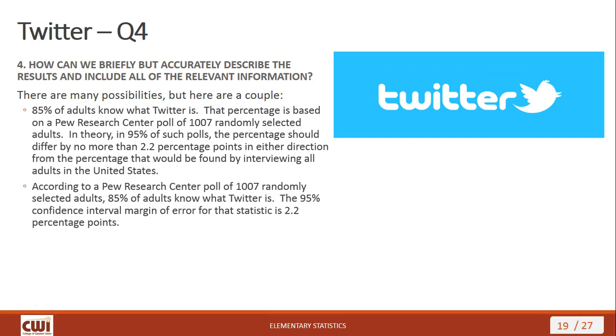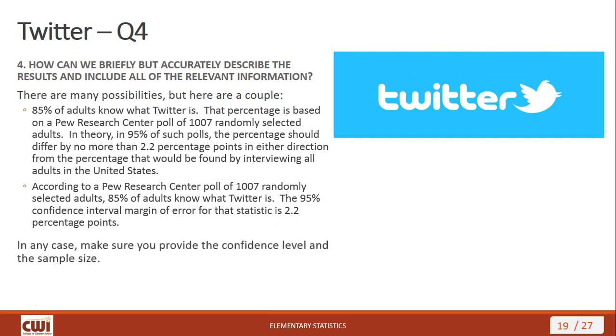The 95% confidence interval margin of error for that statistic is 2.2 percentage points. Between these two examples, I actually like the second one better because it's shorter. It's much more brief, succinct, to the point. It communicates all the necessary information, and it does so in a very brief and concise way.